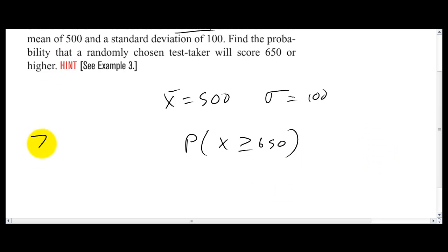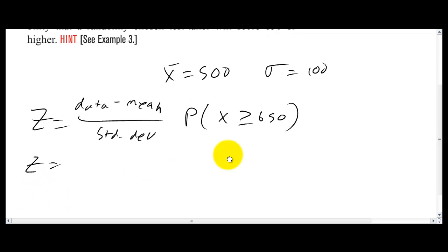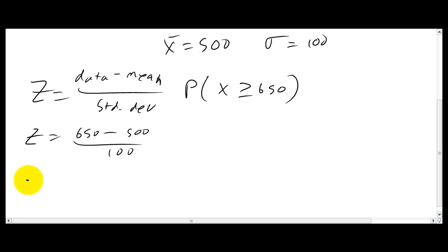So a standard score formula, if you recall, is the data minus the mean divided by the standard deviation. So in this case, our data value is 650. We're going to subtract the mean of 500 and divide by 100. So therefore, we're going to end up with a z-score of 1.5.